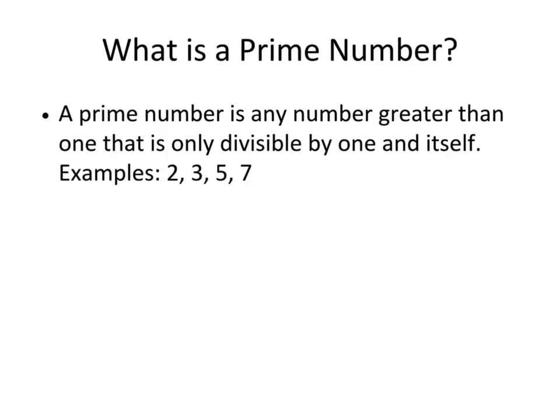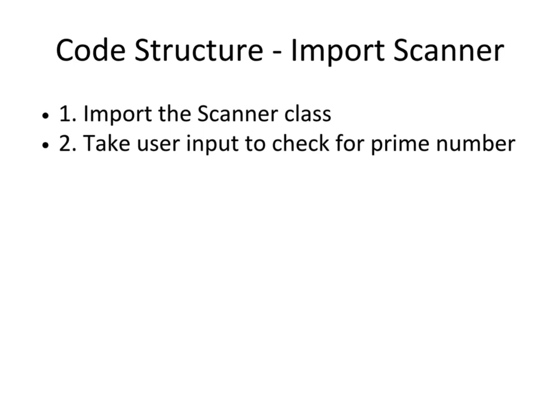A prime number is any number greater than one that is only divisible by 1 and itself. For example, 2, 3, 5, and 7. These are all prime numbers. Let's look at how to implement this logic using Java.